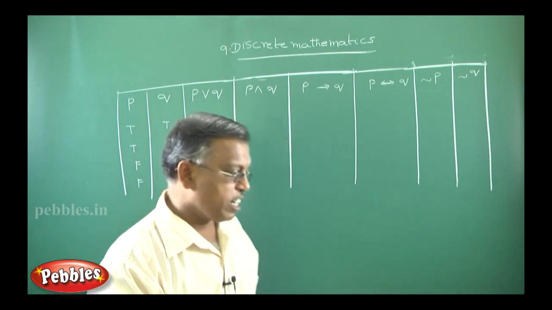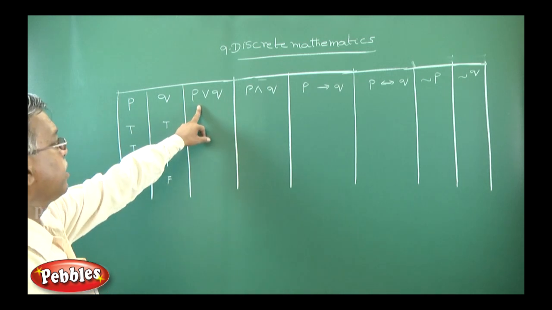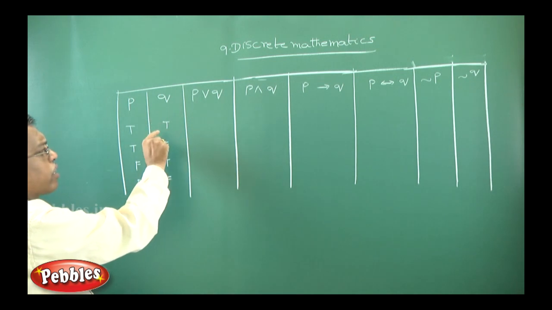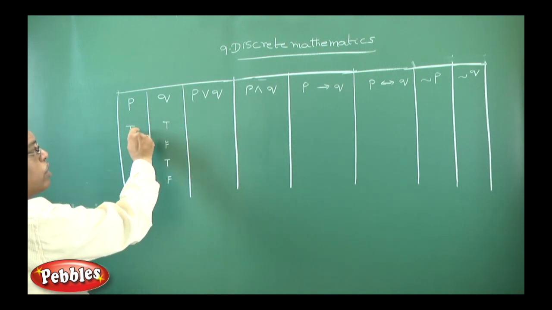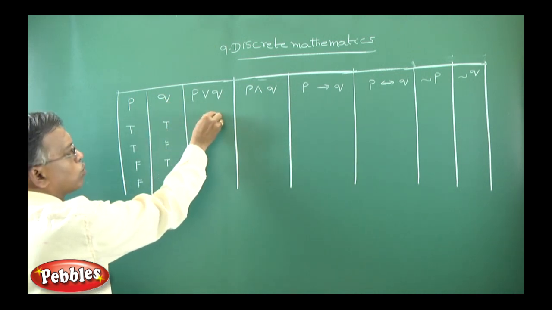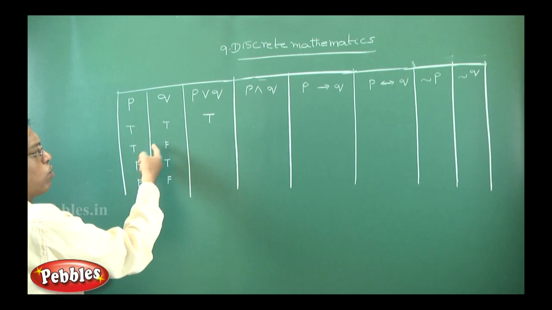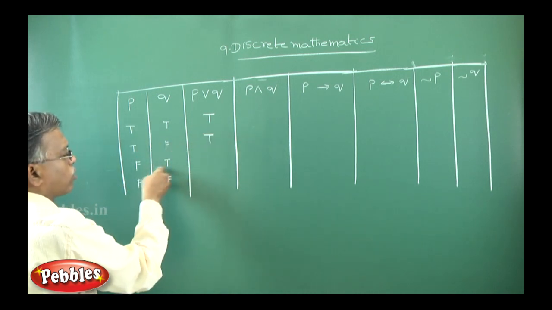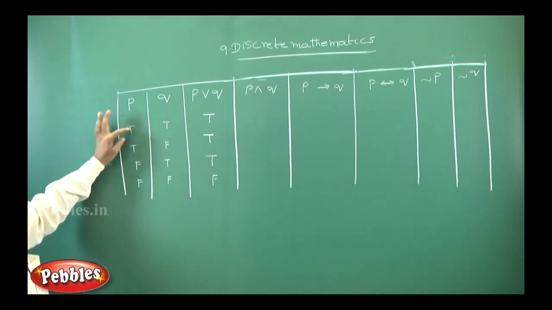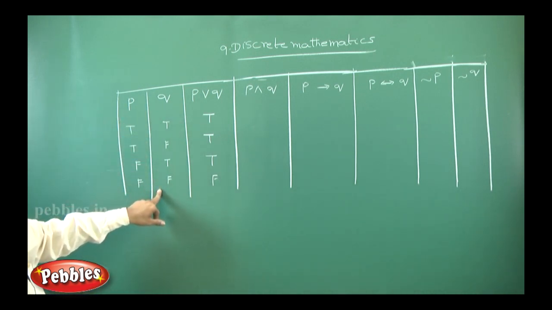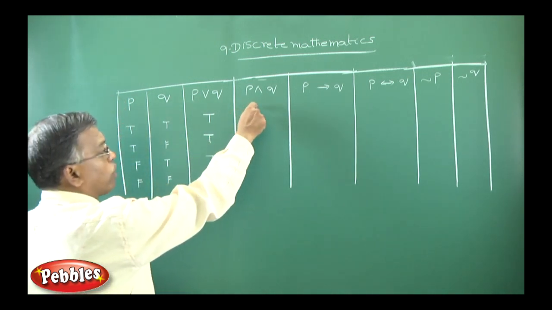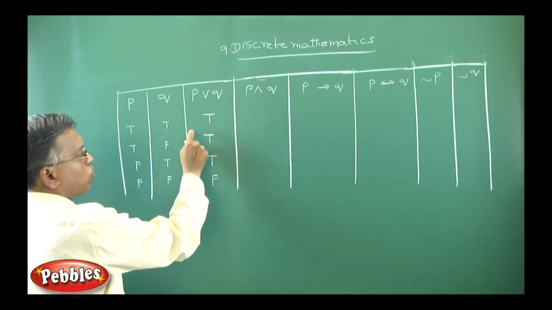So, if they ask you to find P or Q, in P or Q at least one value is true, and it is true. Here true, true, true, at least one value because both are true. Here one true is there, true. Here one true is there, true. Here false. That means all are true except this one only. So, if at least one true is there, it is true.